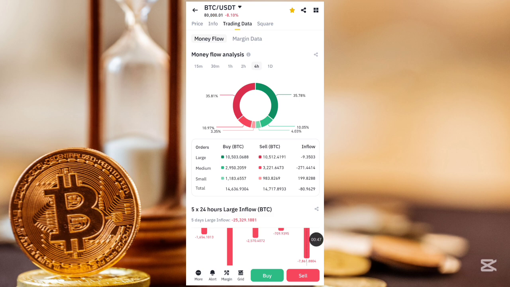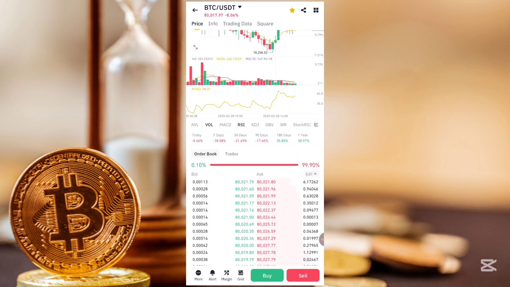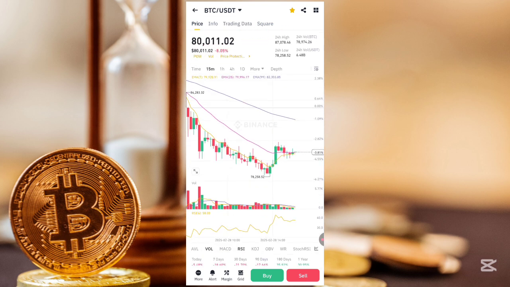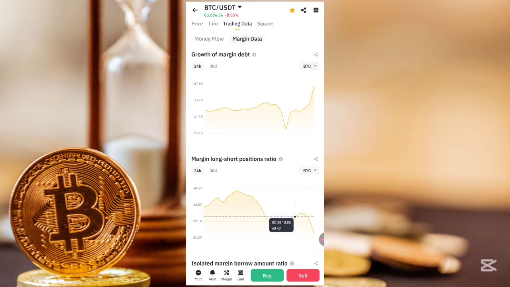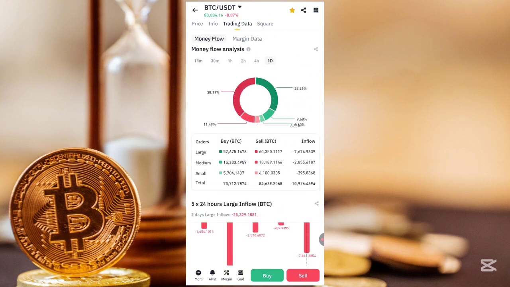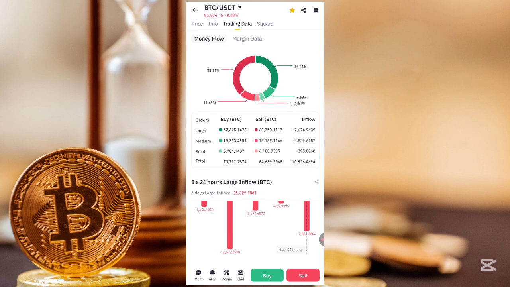Now, let's discuss some pro tips to make this strategy even better. And there you have it. The moving average crossover strategy is one of the easiest and most effective ways to trade on Binance.